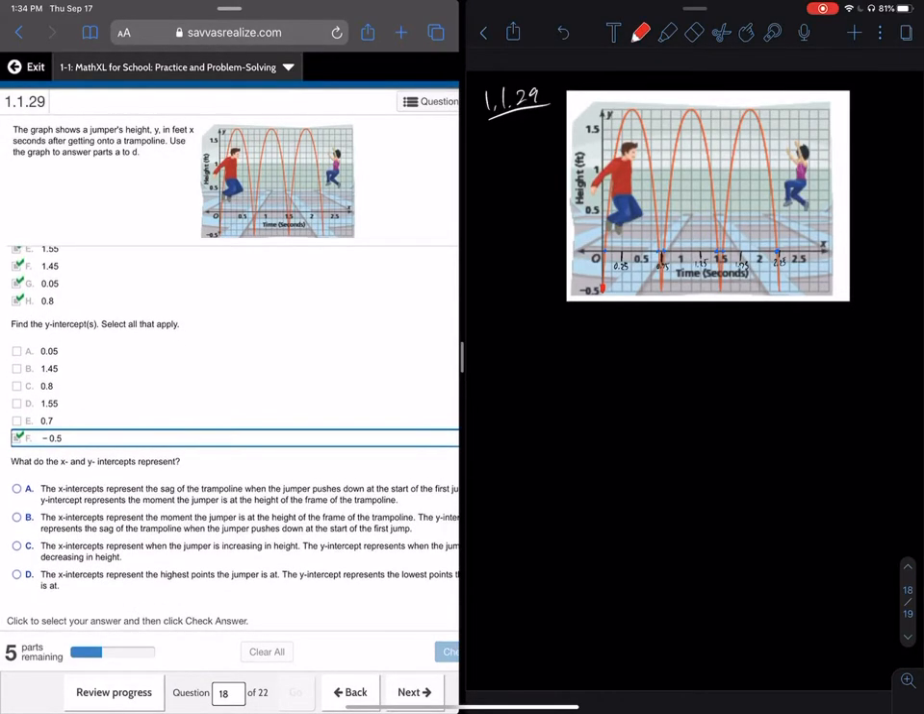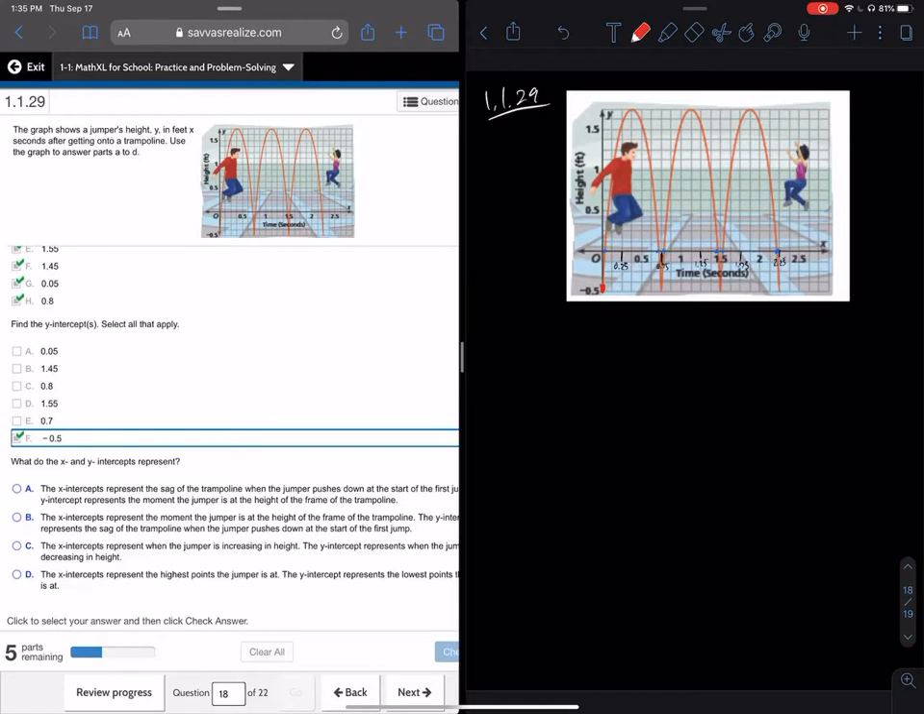Now, what do x and y intercepts represent? The x value going across, that's time, right? That's how much time we've spent. And then the y value is the height in feet. Now we have to ask ourselves, how would somebody have a negative height in feet on a trampoline? Well, when you jump on a trampoline, there's some kind of sag, right? It'll have some give to it, and you'll go below the kind of the rim of the trampoline, right?